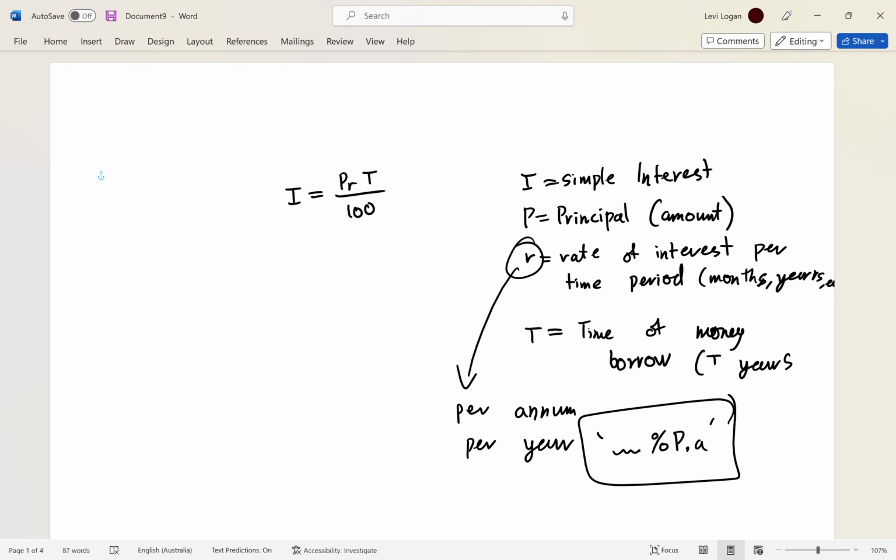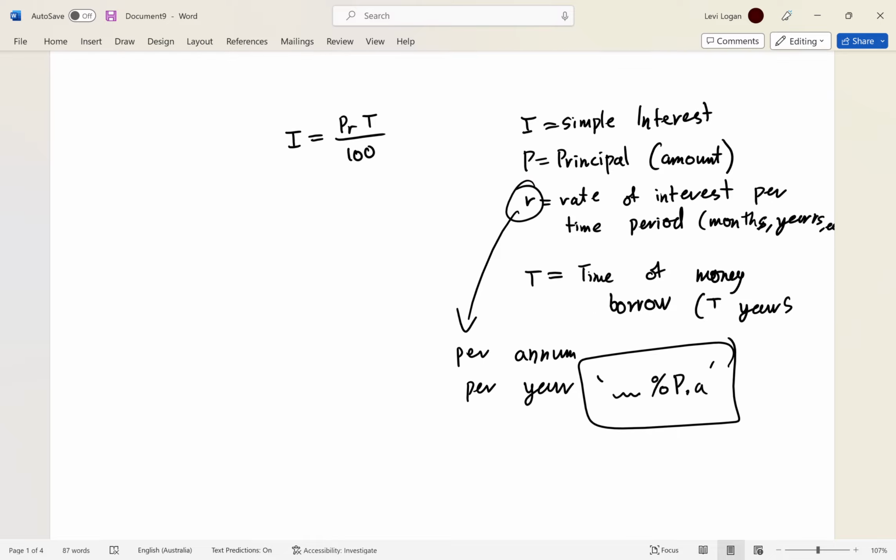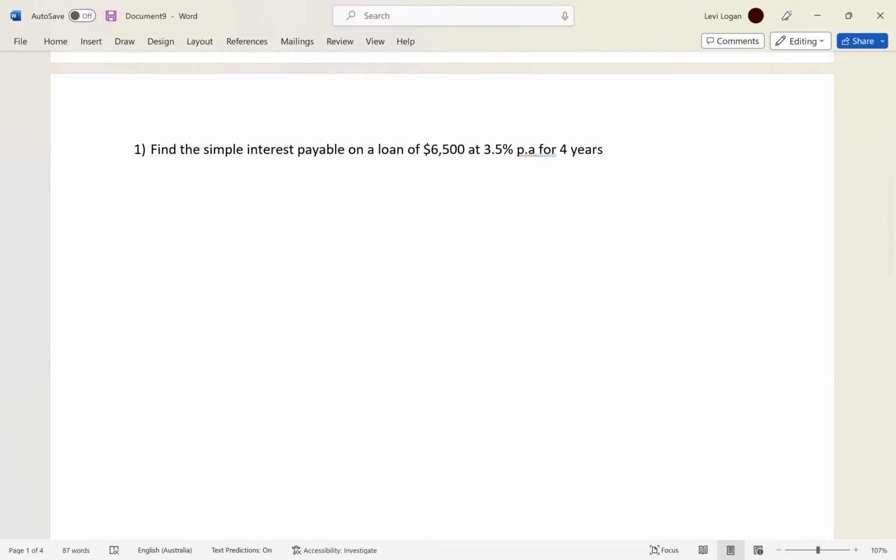For this formula, we can calculate the simple interest by multiplying the original amount by the rate and the time period which is borrowed over, then dividing by 100. So the longer it takes someone to pay back the bank, the more interest they'll have to pay. So let's take a look at a question. Find the simple interest payable on a loan of $6,500 at 3.5% per annum for 4 years. If you want to have a go at this question, feel free to pause the video and have a go.